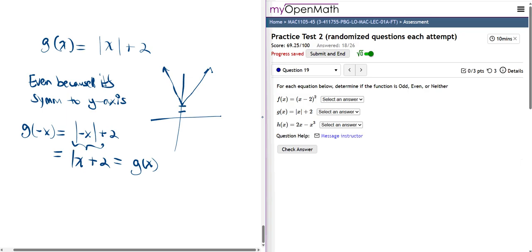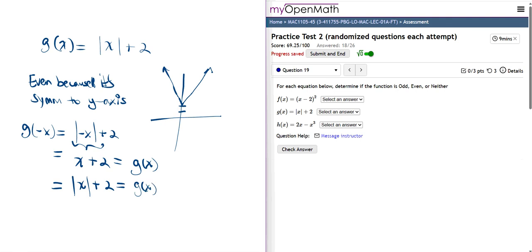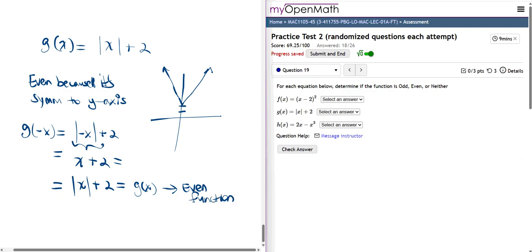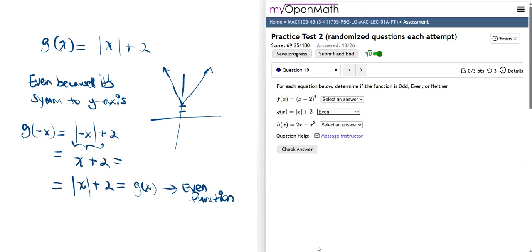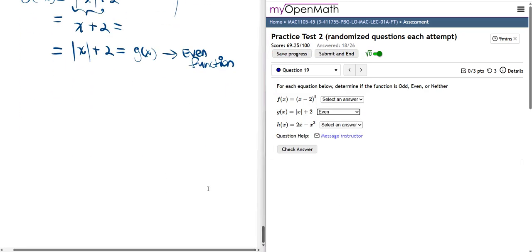So I can take the fact that I can write this as x plus 2. I could also equivalently write that. I could write x as the absolute value of x, and that would be my original function, right? So algebraically, I've shown now that it's an even function, okay? And if it's even, it's not going to be odd. So once you know that it's one of those things, you can move on.